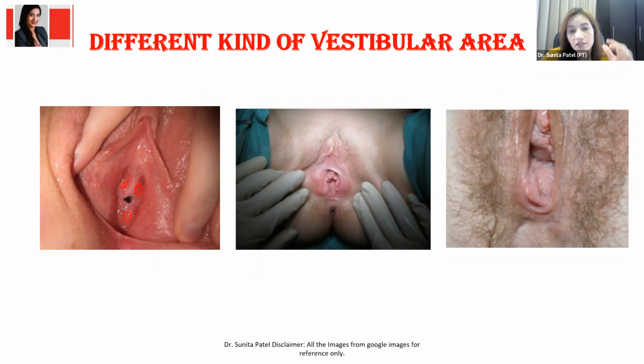This is again the next kind of vestibular area. You can compare this structure with this. So in this, the hymen is stretched out around the opening. So the opening is quite big in this case.